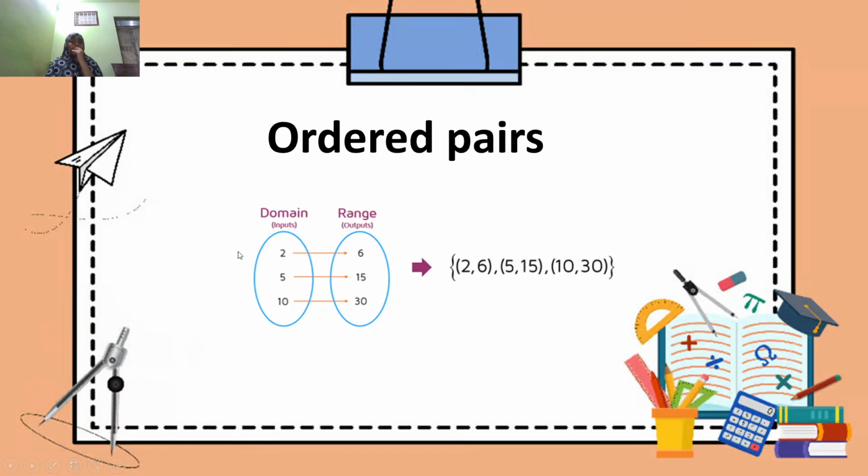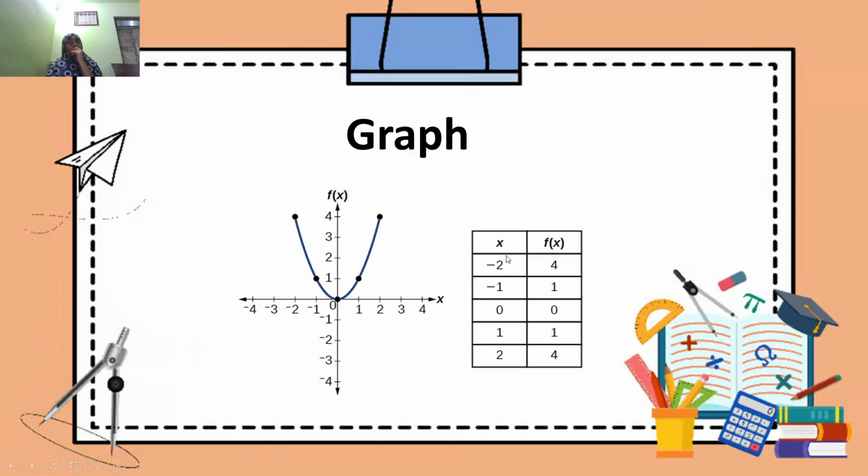Ordered pairs. Say you have 2 connected to 6, so we can write it as an ordered pair 2 comma 6. 5 is connected to 15, or mapped to 15, so we write it as 5 comma 15, and so on for 10 comma 30. Then we have a powerful tool, the graph.